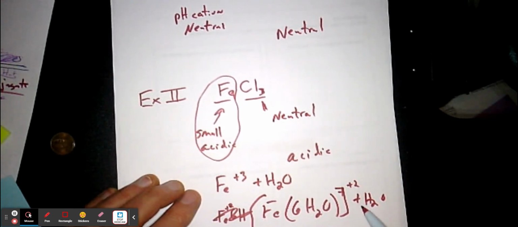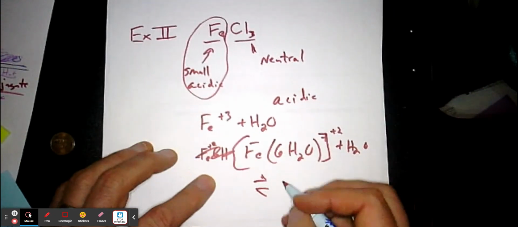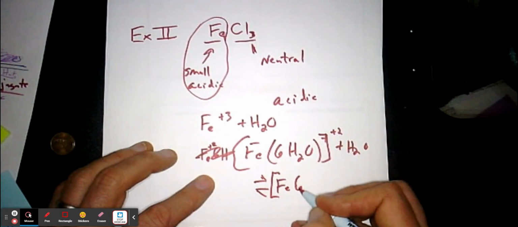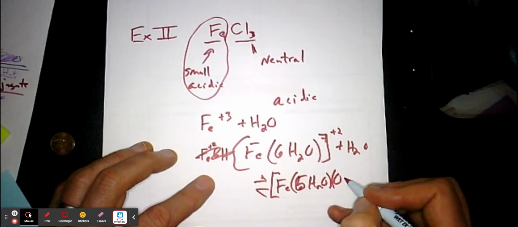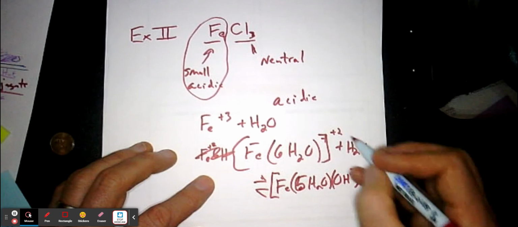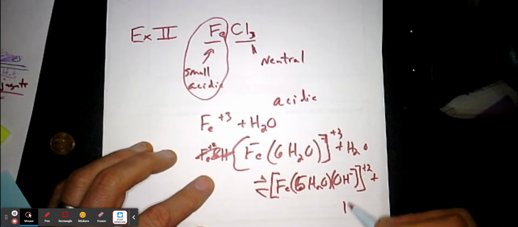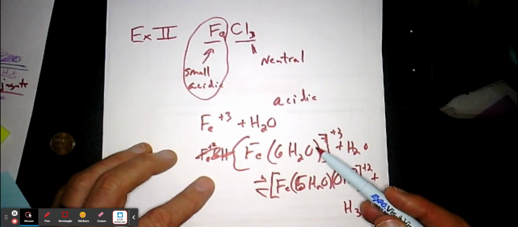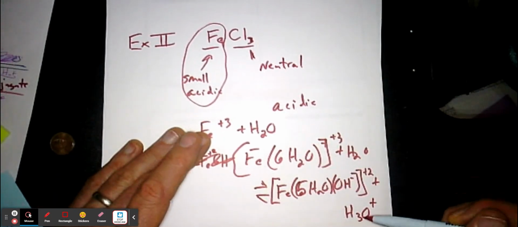and gets one of these waters to donate one of its protons, that'd be a 5, H2O, OH negative, and then this is going to be plus 2 plus H3O plus. That's what happens. All right, it gets water, it forms this complex, and tricks water into donating a proton to another water. That's how it becomes acidic.